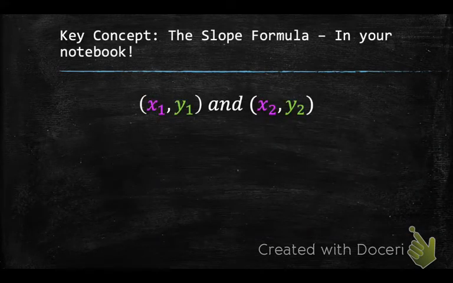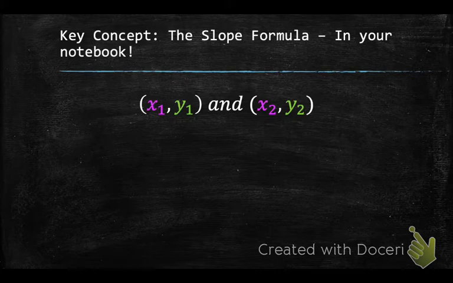Okay, in your notebook, this is super important. We can find the slope between 2 points without graphing. It is, again, just the change in y over the change in x, but there's a formula for it. It's called the slope formula, and it uses 2 points. Point 1, we always label as x1, y1. Point 2 is x2, y2.